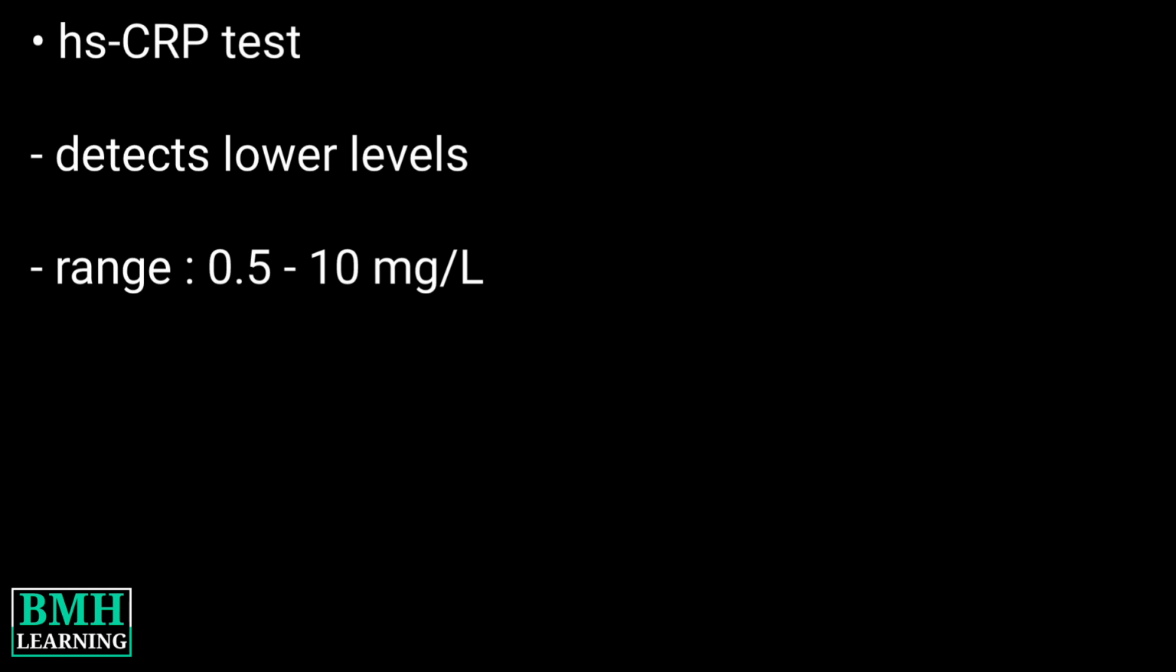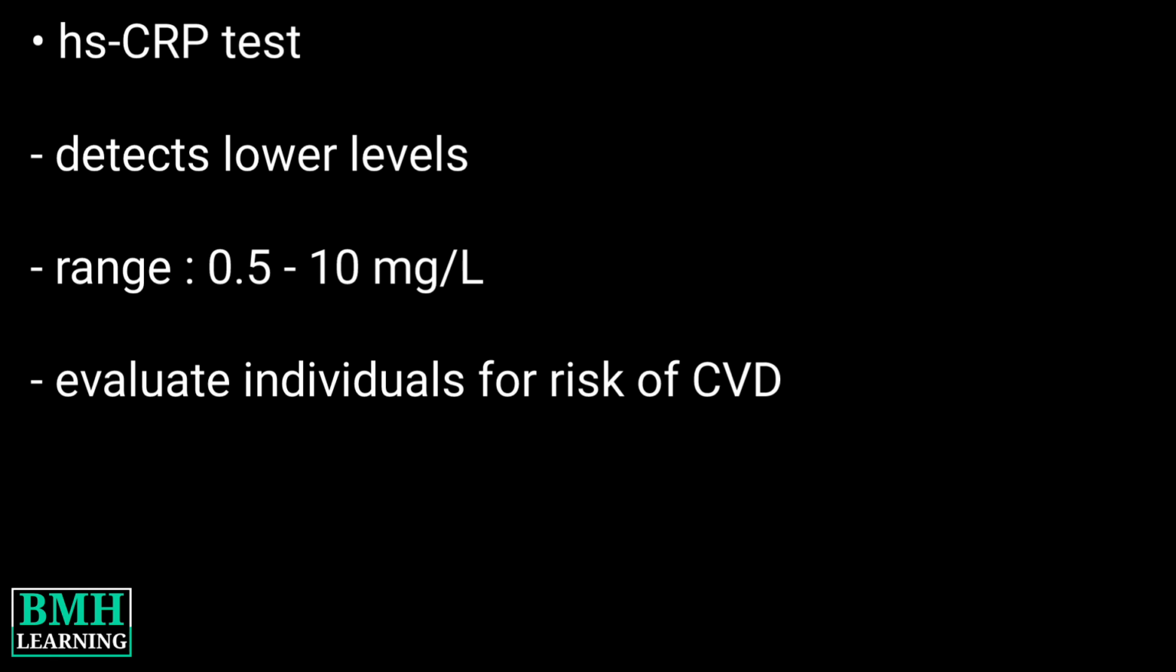Next is the hs-CRP test, that is high sensitivity CRP test. As the name implies, it accurately detects lower levels of the protein than the standard CRP test. It measures CRP in the range from 0.5 to 10 mg per liter. This test is used to evaluate individuals for risk of CVD.